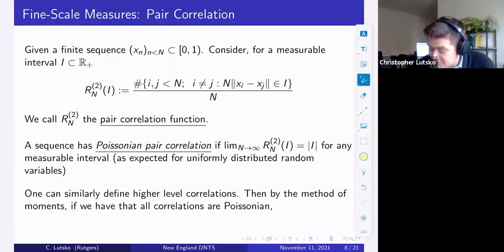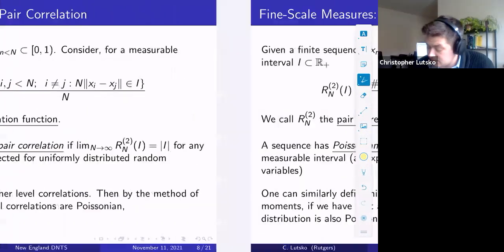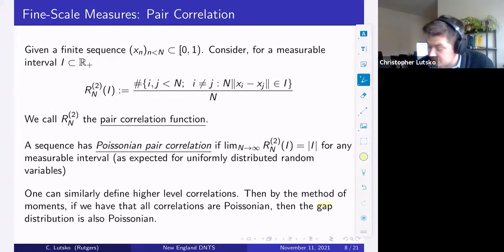And by the method of moments, if all of the correlations are Poissonian, then you get that the gap distribution is Poissonian. But again, the fact that all of the correlations are Poissonian is a stronger statement than the fact that the gap distribution is Poissonian.